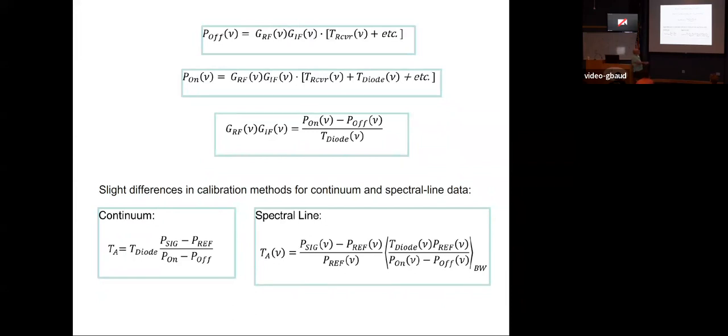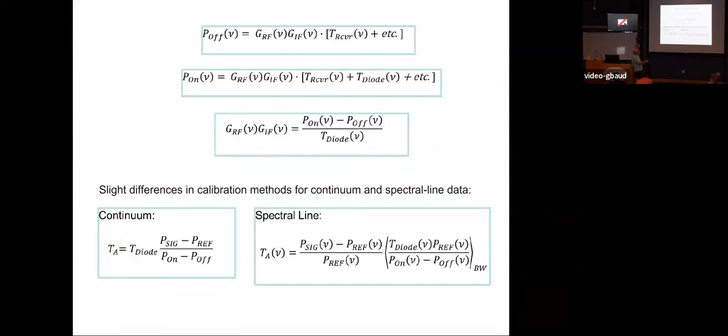For the spectral line data, and we'll get into this, we actually do a signal minus a ref, and we divide by the ref, and that reference is in terms of the passband. That helps remove some of the baseline structures. For the continuum, it's more of a direct calibration. We do our signal minus a ref, just scaled by the ratio of the noise dial and the counts that you see when the noise dial is on and off.